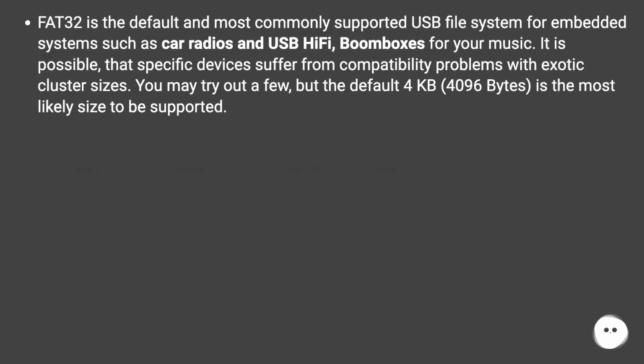FAT32 is the default and most commonly supported USB file system for embedded systems such as car radios and USB hi-fi boomboxes for your music. It is possible that specific devices suffer from compatibility problems with exotic cluster sizes. You may try out a few, but the default 4 kilobytes, 4096 bytes, is the most likely size to be supported.